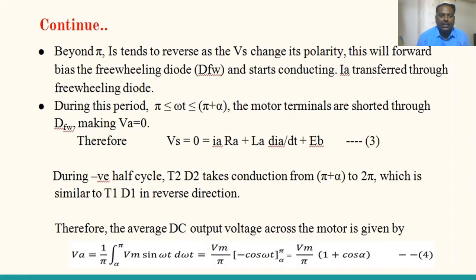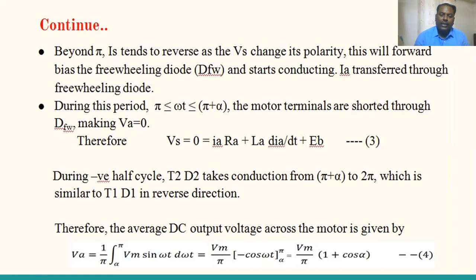This is the equation. Similarly, during the negative half cycle, T2 conducts from pi plus alpha to 2 pi, which is similar to T1 D1 in the reverse direction. So the average DC output voltage across the motor terminals is derived as follows. There are two intervals: one is the conduction interval, another one is the freewheeling interval. In the conduction interval, Va is equal to Vs, but in the freewheeling interval, Va is equal to 0.